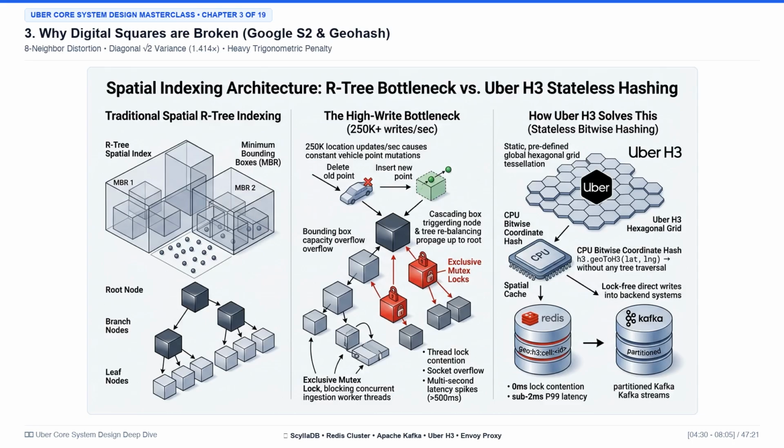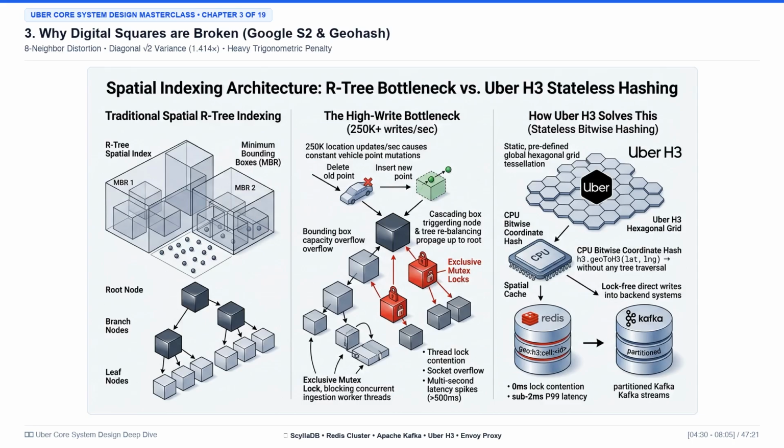Okay, I understand the math there, but I have to play devil's advocate for a second. Why does that tiny geometric quirk actually matter? I mean, it sounds pedantic, right? Yeah. We are talking about cars driving on real, messy, winding city streets. Who cares if the computer theoretically thinks a car is 41% further away in one very specific diagonal direction? Well, it wouldn't matter if we were only tracking one car.